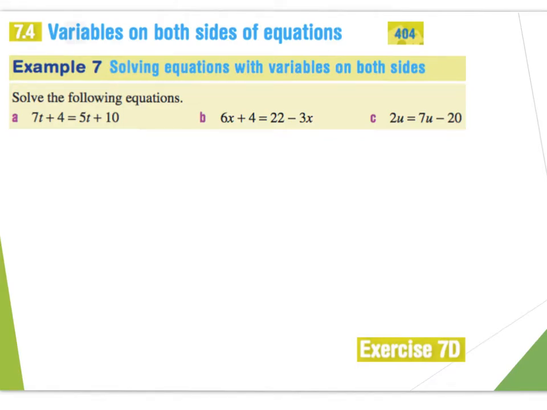Howdy, we are up to 7.4, the variables on both sides of the equation. Page 404 of your textbook for those who are following there. Nothing prevents us from getting equations that have unknown values on both sides. Let's see what we're going to do in these circumstances.